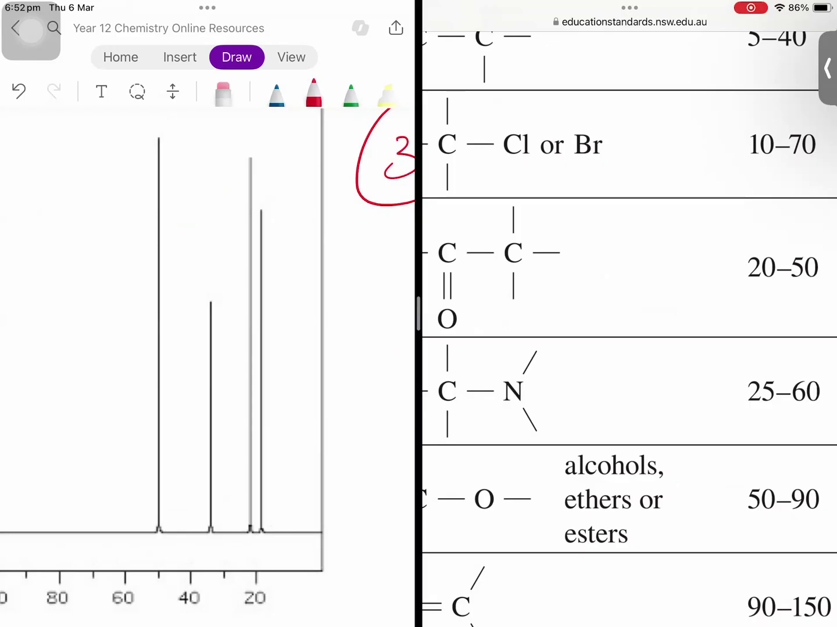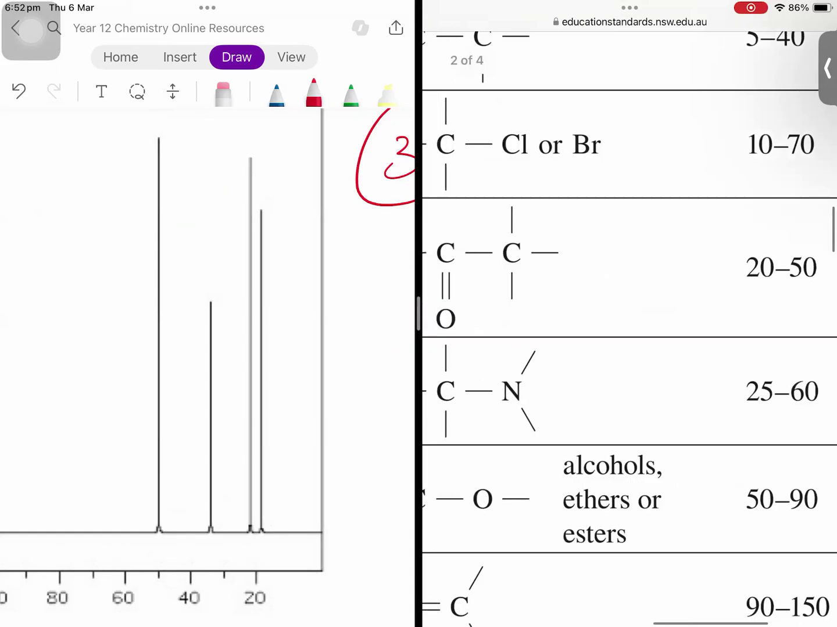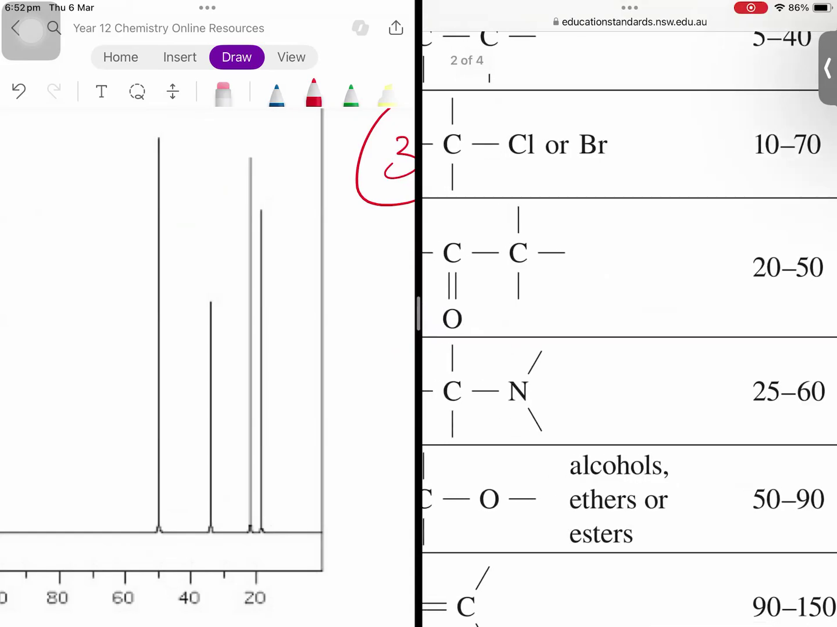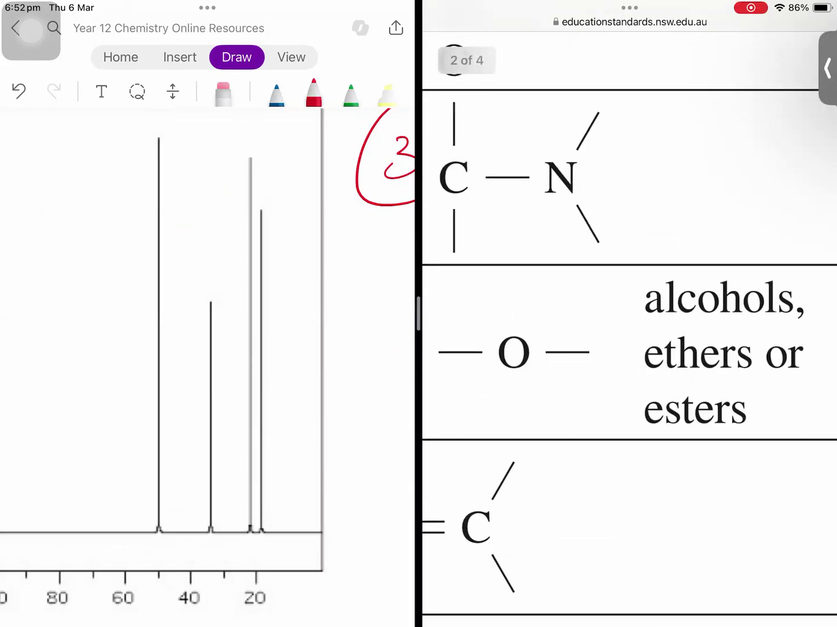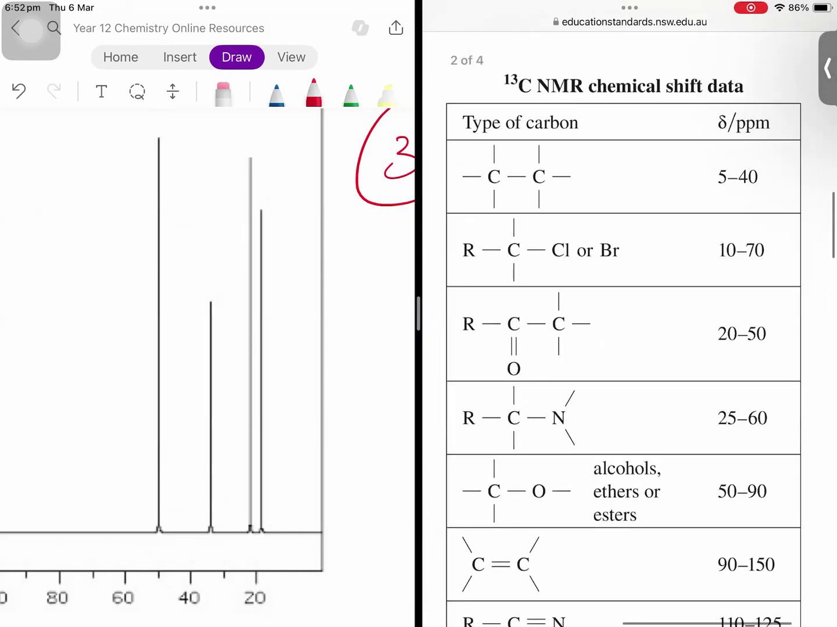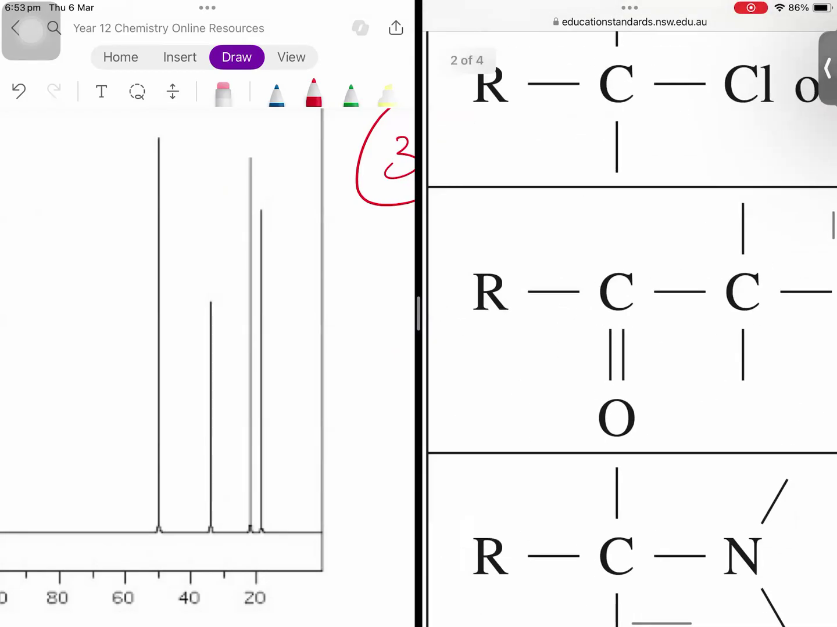I can cross out the 25 to 60 because we know there's no nitrogen. Exactly. What else can I cross out? I can cross out 10 to 70 because I know there's no chlorine or bromine. And I can cross out 50 to 90, exactly, because we already said there's no carbon-oxygen single bond, there's no alcohol. It's also not an ester. All right, so that means it's this one. The only range left is this.